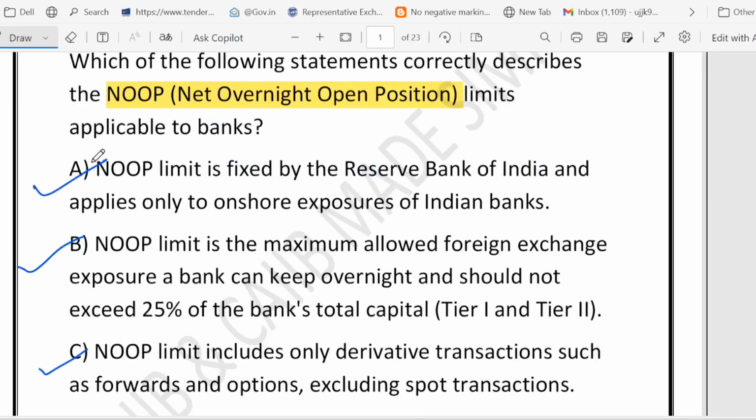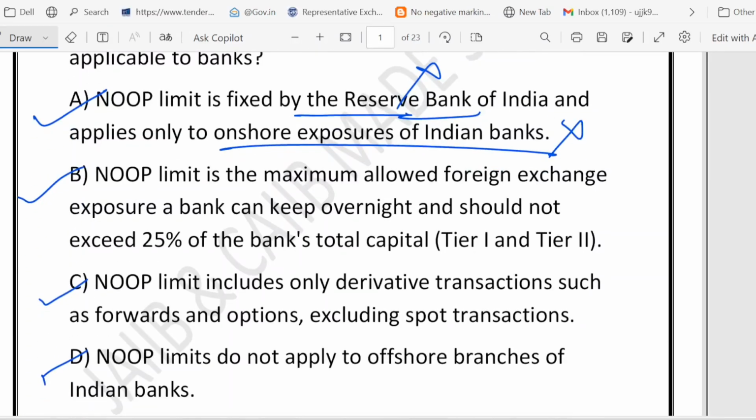That's why option A is wrong, partially wrong, because it says fixed by RBI. No, this is wrong, because RBI actually gives a cap, but it is fixed by the bank's board and management. And saying it applies only to the onshore operation is completely wrong. What about option B?